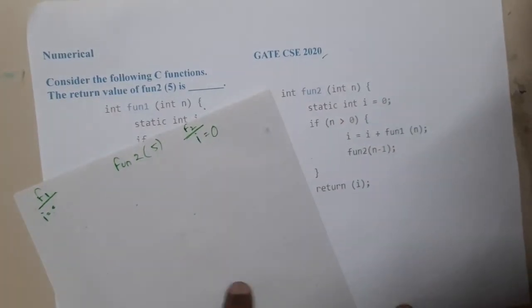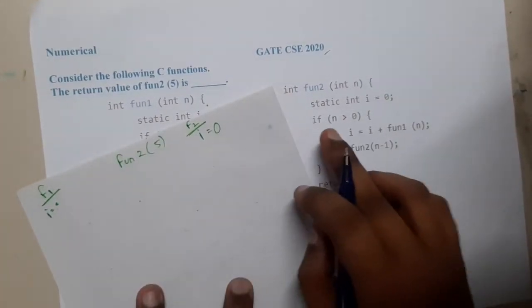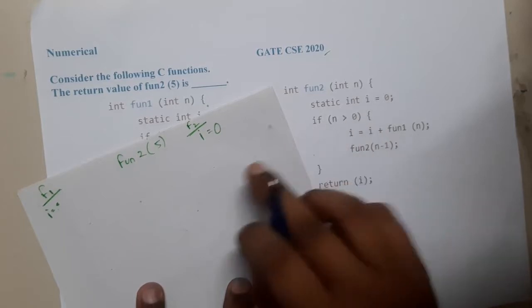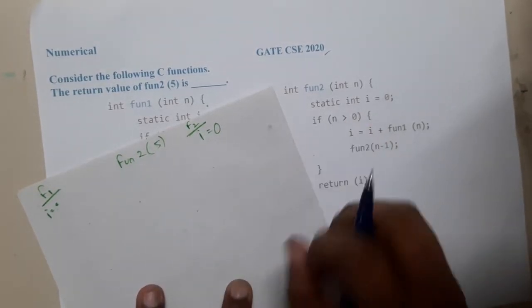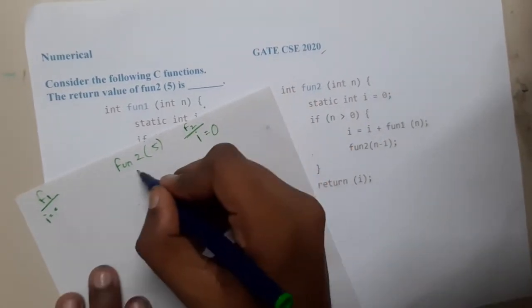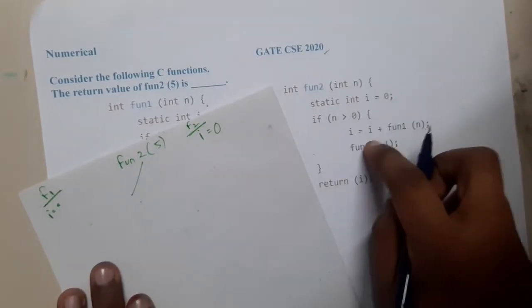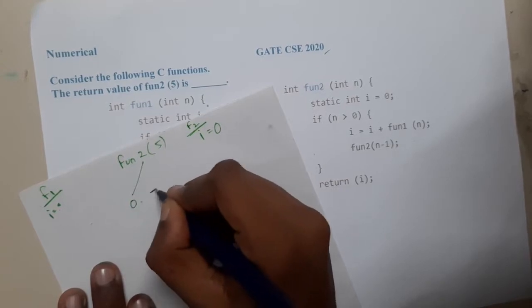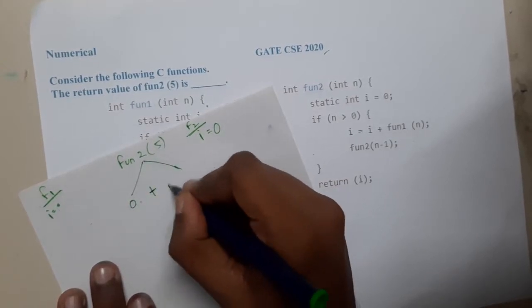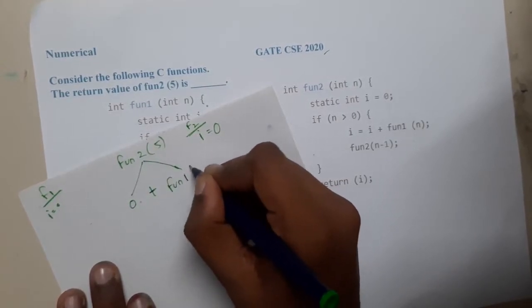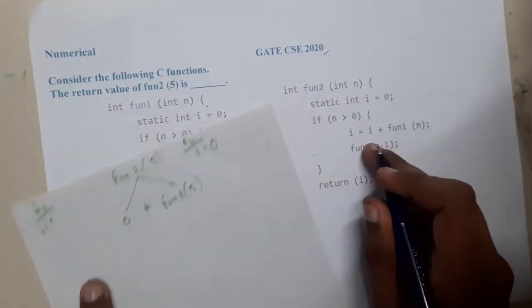Then what we are doing? We initialize the value. Then you are checking whether the input which you gave, that is n, is greater than 0 or not. If it is greater, you are writing the i value. So what is i? i is nothing but 0. So you are doing 0 plus the value of fun1 of 5. So you are calling this function with the value 5.